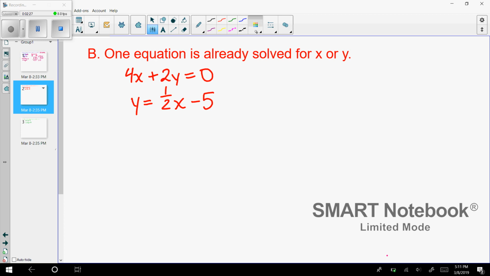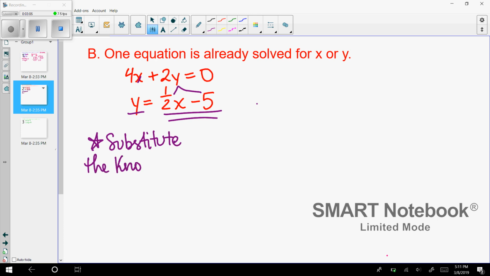In this category, I'm seeing that I'm given 4x plus 2y equals 0. I don't know what x is, and I don't know what y is based on this equation. But here, I know that y is equal to half x minus 5. Therefore, I don't have to go through the effort of simplifying this top equation to find y. I can just plug in whatever y is from here into my first equation. So I'm going to substitute the known variable as my next step.